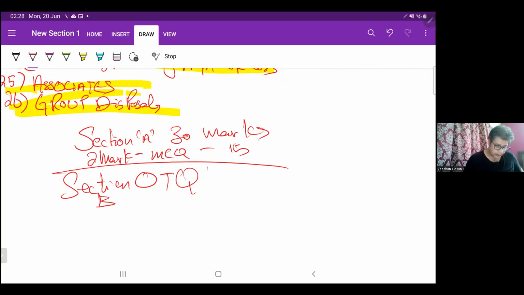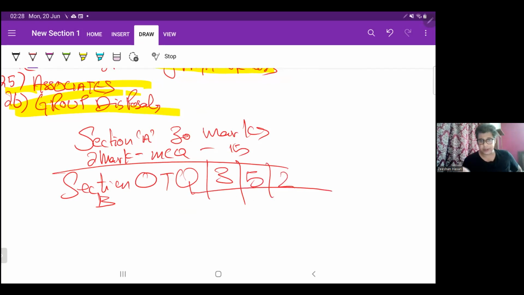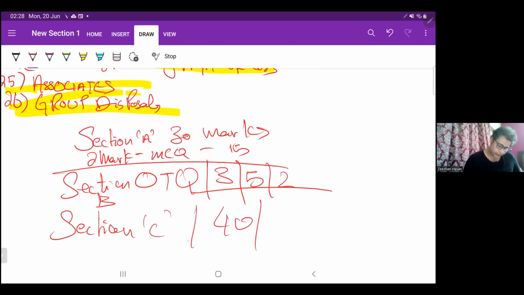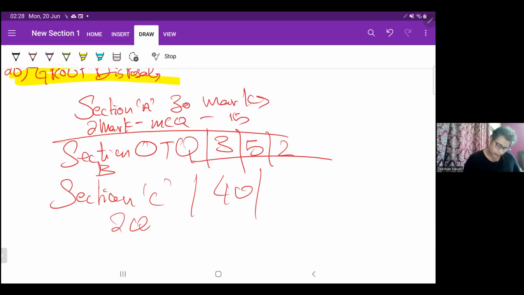Section B for OTQs: 3 questions, 5 requirements each, 2 marks each, right? Which will consist of MCQs, filling the blanks, etc. And obviously, it will have some brief scenarios there. Then we will have Section C. Right, total 40 marks, 2 questions of 20 marks each, which you may get from consolidation, ratios, final accounts.